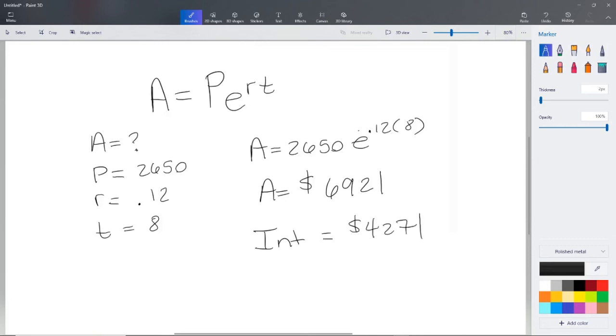Remember that the A value, whether it's in this equation or the last equation, always includes the amount we put into it plus any interest gained. And so in this case, the interest is $42.71 because we put in $26.50 and the grand total was $6,921. Now, 8 years isn't a very long period, but 12% is an exceedingly high amount of interest that you would get. So I don't think you can find 12% in today's world very often, if not at all.